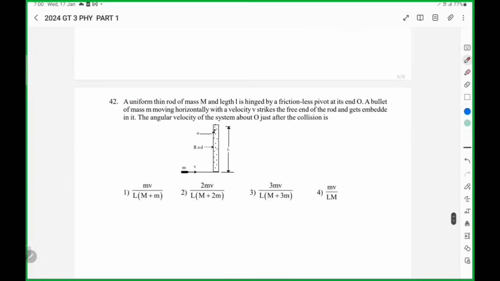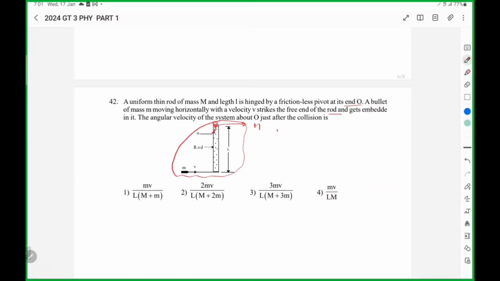Here, a uniform rod of mass capital M is hinged at a frictionless pivot at O, at its end. The diagram is shown like this, with the end being O. A bullet of mass small m is moving horizontally, strikes the free end of the rod and gets embedded in it. It is totally one system.